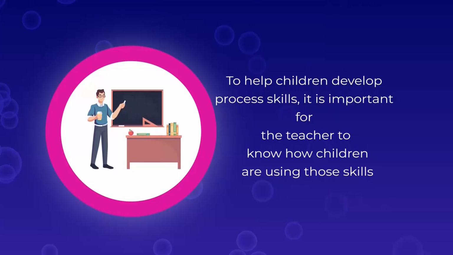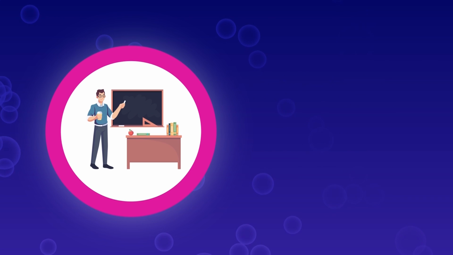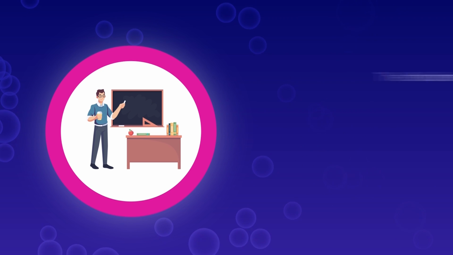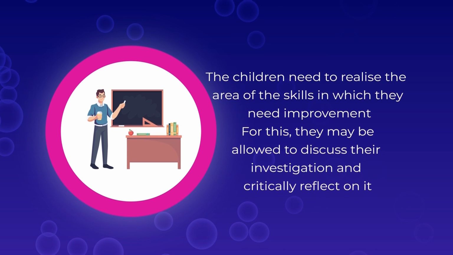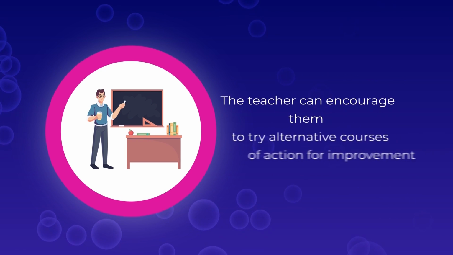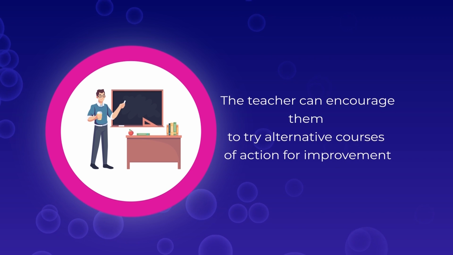To help children develop process skills, it is important for the teacher to know how children are using those skills. The teacher can observe their work and listen to their discussions to pick up information on how children have collected and used the evidence. The children need to realize the area of the skills in which they need improvement. For this, they may be allowed to discuss their investigation and critically reflect on it. The teacher can encourage them to try alternative courses of action for improvement.